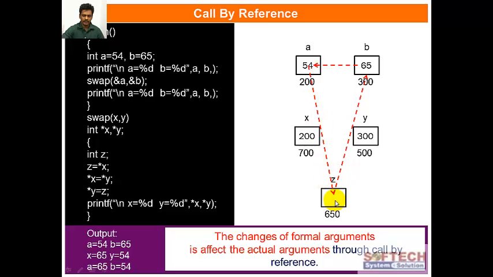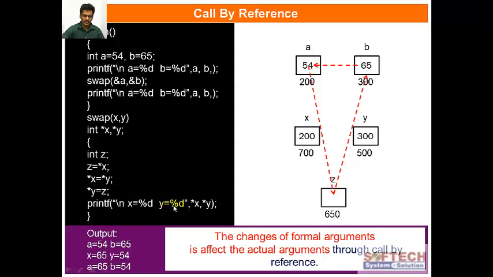Then star x equal to star y. When x is 200, star x is this location, and star y, the value at 300, is 65. That 65 is transferred here. Then 54 is transferred to here.